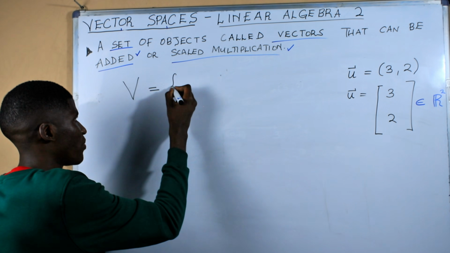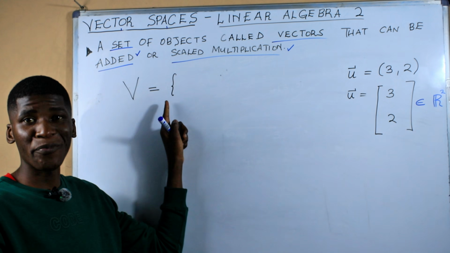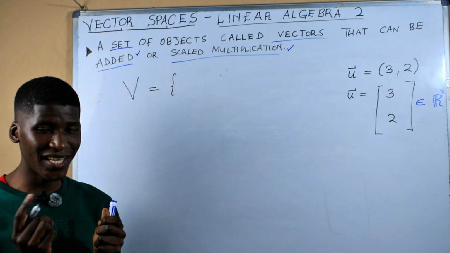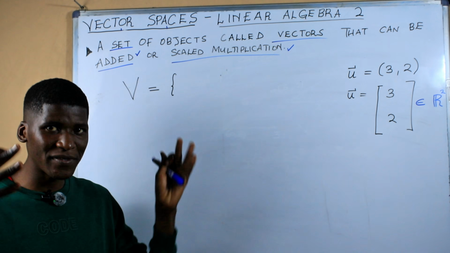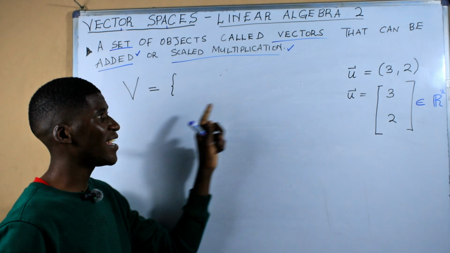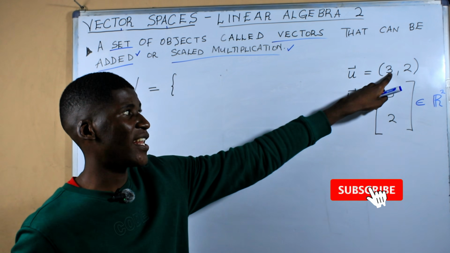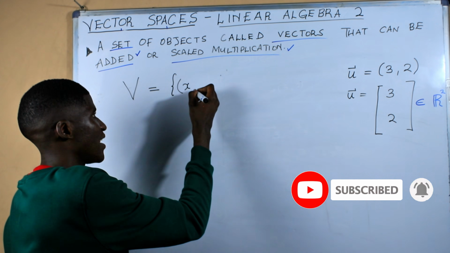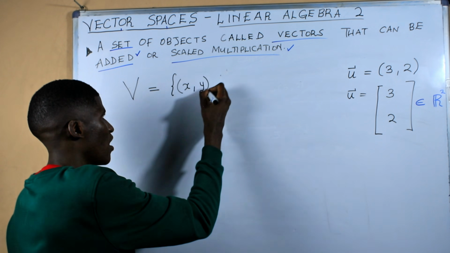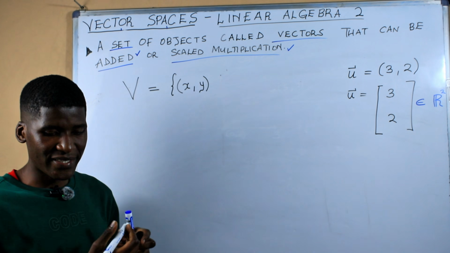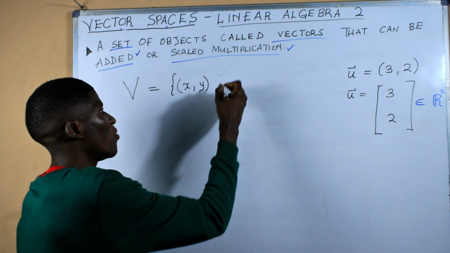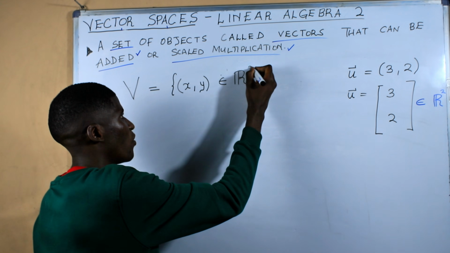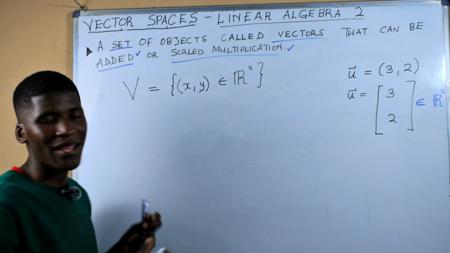Remember that whenever we talk about sets, we use curly braces to show that whatever is inside the curly braces is a set, or grouped items. In this case, this vector has an x component and a y component, so I would write it as a vector with an x component and a y component. All of these components are elements of the real numbers, and all of this exists in 2 dimensions.